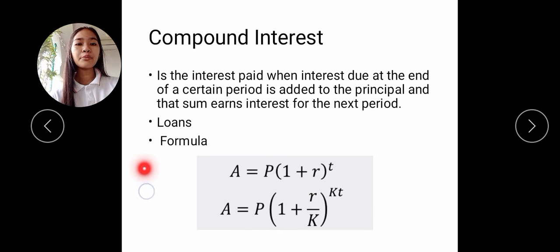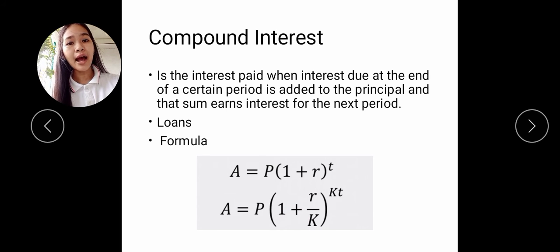So, the formula of compound interest is A equals P times (1 plus R) to the power of T, or A equals P times (1 plus R over K) to the power of K times T. So, the K for this is the period. There are different periods: semi-annually, annually, monthly, daily.